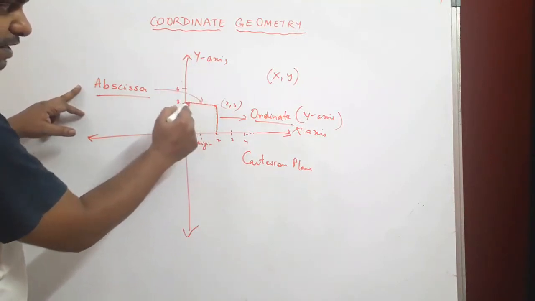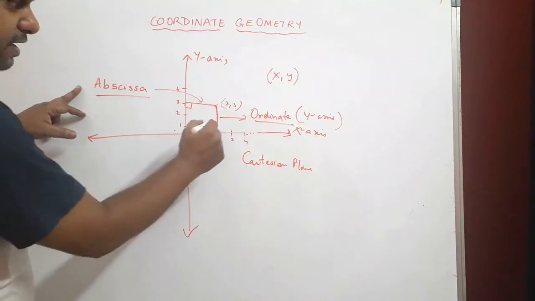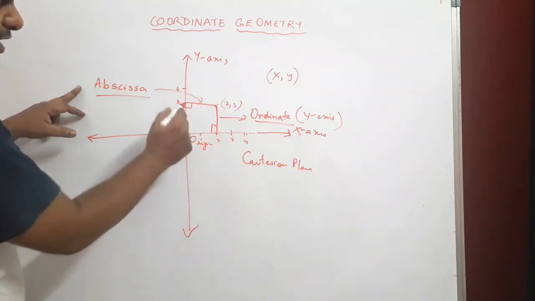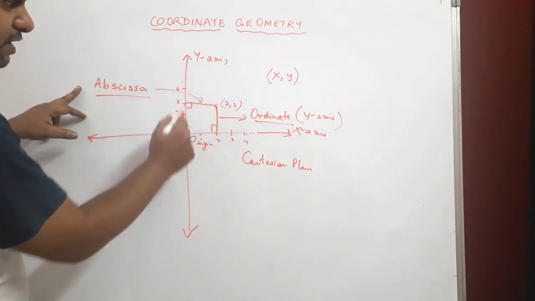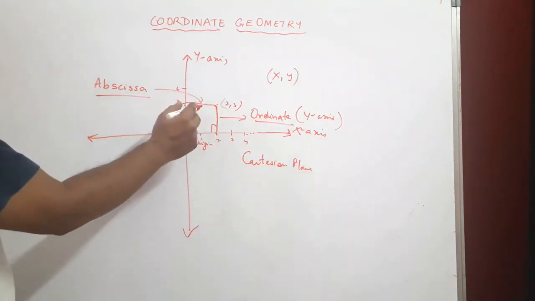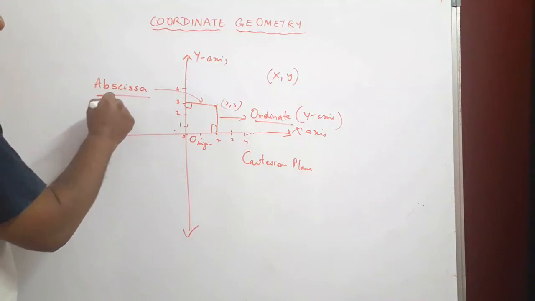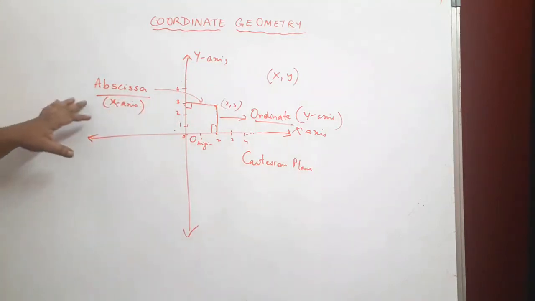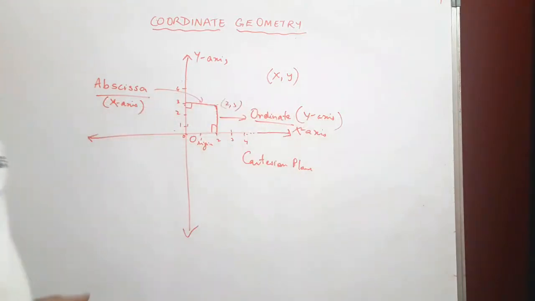See, it is perpendicular, it's forming a right angle. And just like how the ordinate is forming a right angle with the x-axis, the abscissa forms a right angle with the y-axis. But the abscissa is actually what? The x-axis. Okay, so we usually know it as x-axis and y-axis.